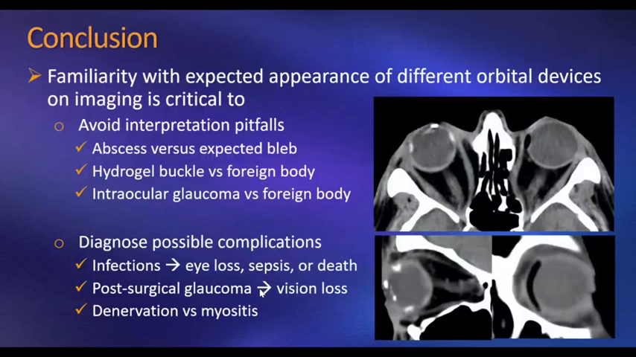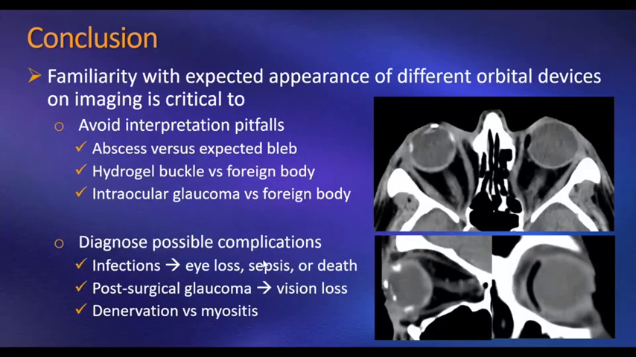In conclusion, familiarity with the expected appearance of different orbital devices is critical for the radiologist to avoid interpretation pitfalls, such as abscess versus expected bleb, a hydrogel buckle that might mimic a foreign body on CT that is non-metallic in nature, or an intraocular glaucoma shunt mistaken for a foreign body and preventing an MRI examination.